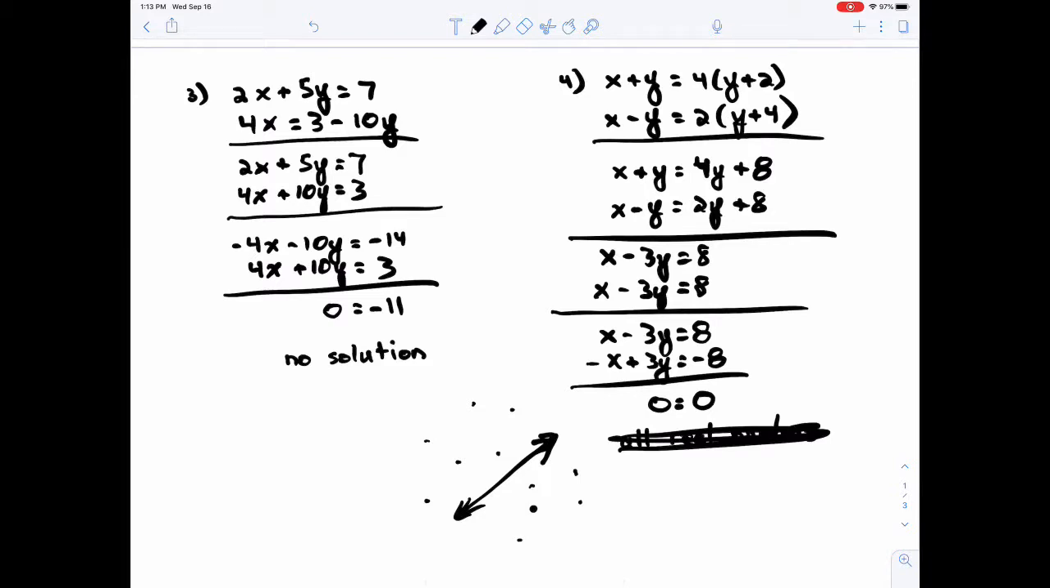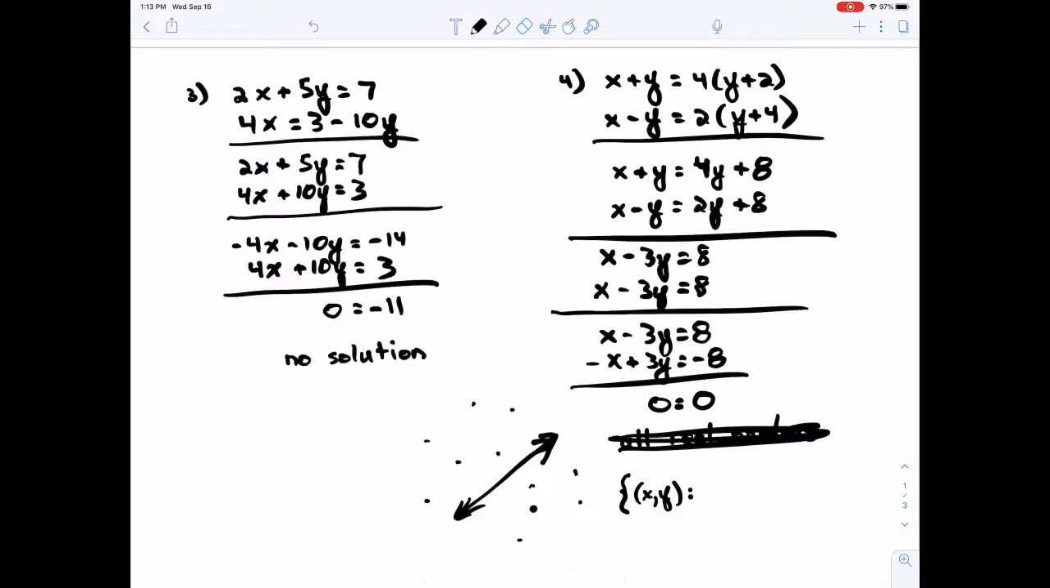Now, that may seem weird, but how many points are on a line? An infinite number. Does that mean every point in the world is on that line? No. So how do you write the answer? It's kind of weird, but what you do is you write, and I went through this on the last video at the end, but I didn't show an example, all xy points such that, and then you write the equation of the line.